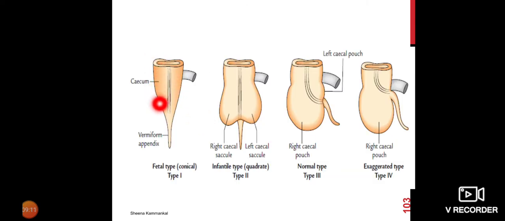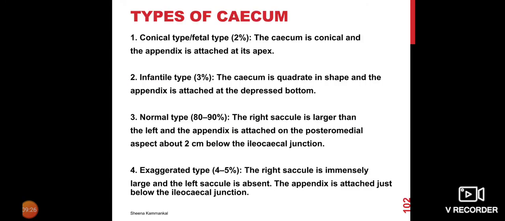This is a picture of the conical cecum. Conical means the end of the cecum will be conical in shape. To the apex of the cecum, the vermiform appendix is attached. So this kind of cecum is present in 2% of people. Next is the infantile type, present in 3% of people. The cecum is quadrate in shape and the appendix is attached to the depressed bottom.